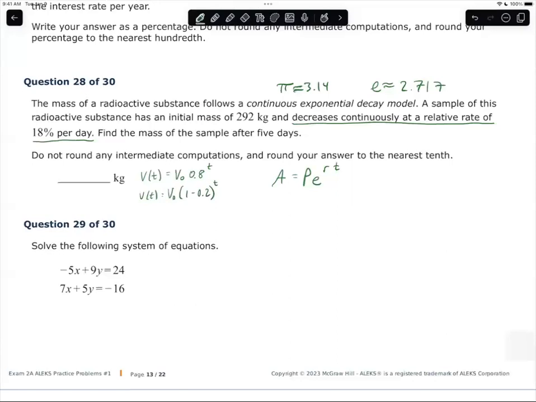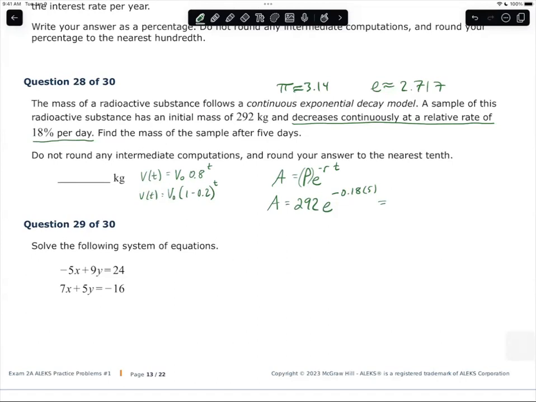Now, since this is decreasing continuously, I'm going to put a negative on the rate. And so we get A equals, what's P stand for? It's the principal, or the initial amount, right? And so that's 292 kilograms. I'll leave the kg off. e to the negative 0.18 times t, and t is 5. And so we can punch this into a calculator.